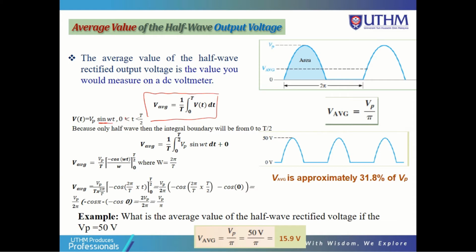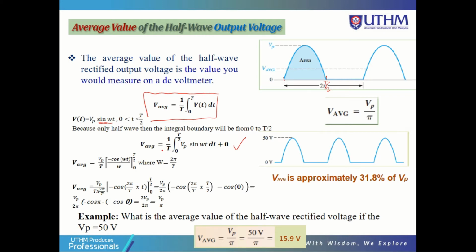And T from 0 to T over 2 lah. Yang kita nak integrate adalah dia punya output. So output dia cuma from 0 to T over 2 je. Yang ni tak ada kan, 0 kan, kosong. So kita tak payah nak integrate, because only half wave, then the integral boundary would be from 0 to T over 2. Okay. And then you ni guna calculus lah, yang you dah belajar kat kelas maths kan.